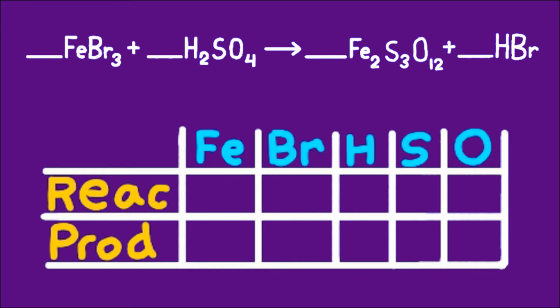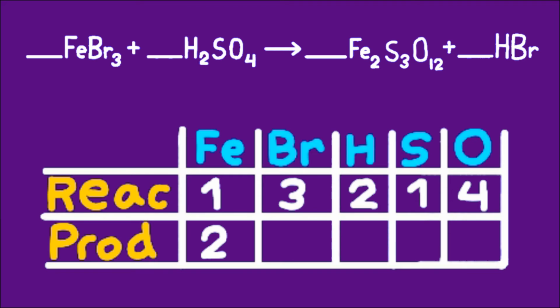In the reactants, we have 1 iron atom, 3 bromine atoms, 2 hydrogen atoms, 1 sulfur atom, and 4 oxygen atoms. The products have 2 iron atoms, 1 bromine atom, 1 hydrogen atom, 3 sulfur atoms, and 12 oxygen atoms.